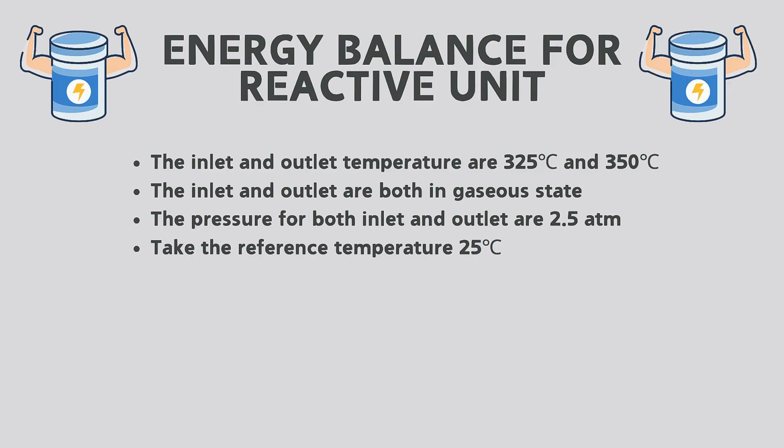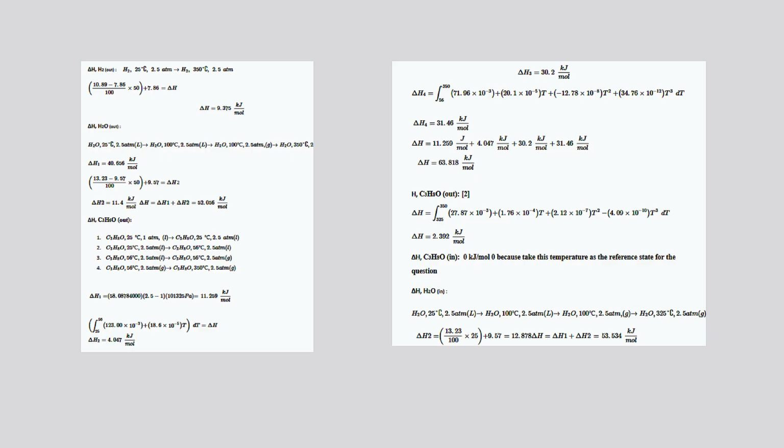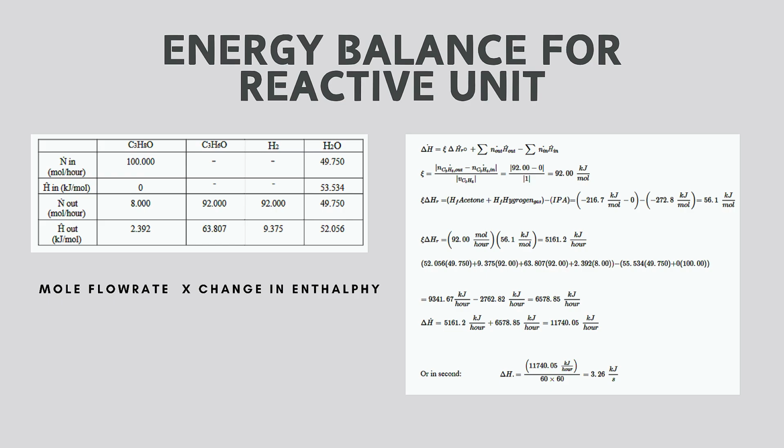Let's move on to the energy balance for the reactive unit. So the first one is the inlet and outlet temperatures are 325 Celsius and 350 Celsius. The second one is the inlet and outlet are both in gaseous state with the pressure of 2.5 atm. And the last one, we need to take the reference state as 25 degrees Celsius. So here is the conclusion of the energy balance from the extent of reaction. And here is the final answer that we got for the reactive unit, which is 3.26 kilojoules per second.